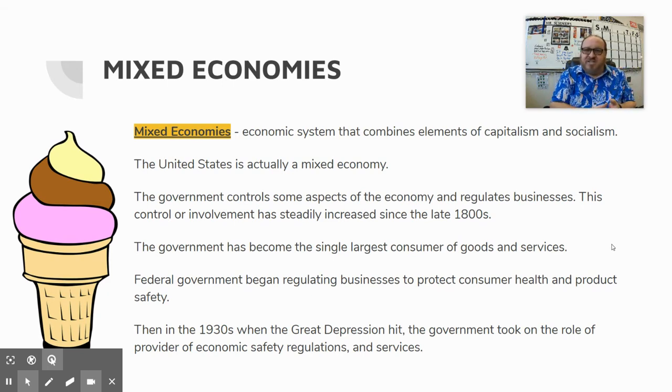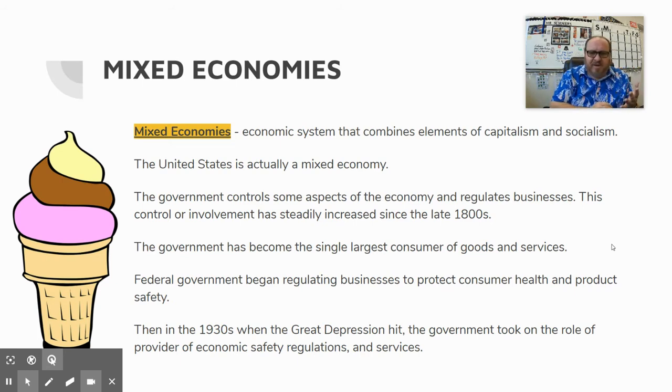Okay, we have all kinds of regulations on how many hours a week people can work, how much money they can make, how many taxes they have to pay. We have regulations on safety protocols, licenses for businesses. There's a lot of regulation that happens. Some businesses are told exactly how they can and can't run. Okay? Government has also become the single largest consumer of goods and services in the US and worldwide.